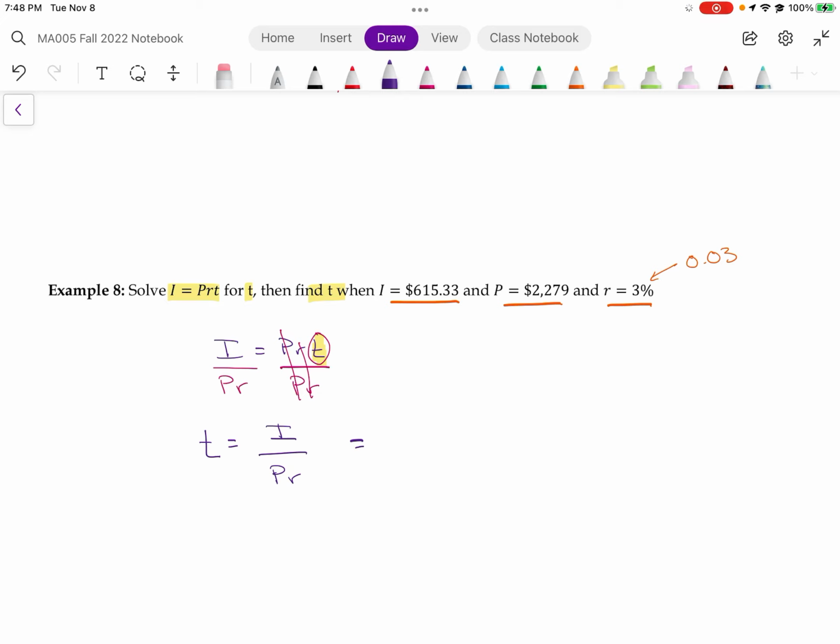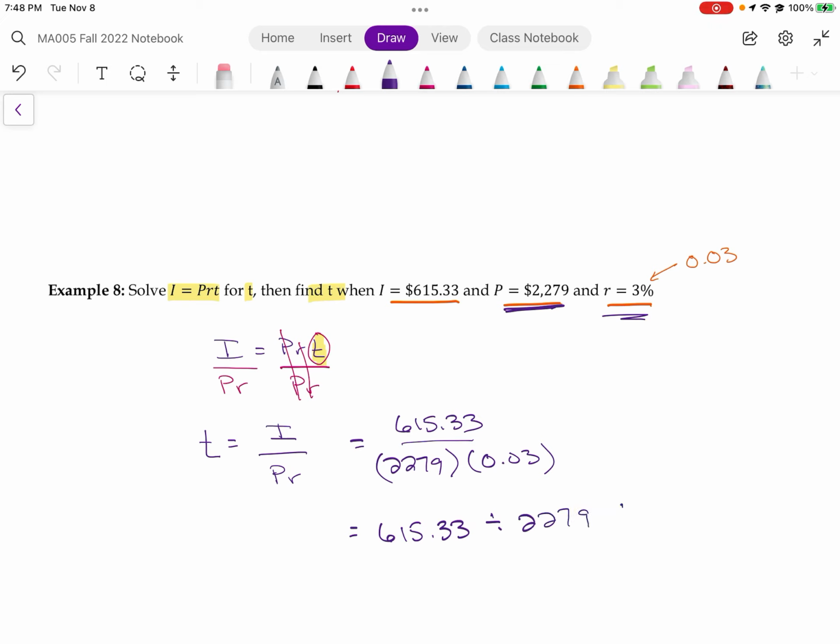So I is 615.33. The P is right here, 2279. And the R is 0.03. There are many ways to put this in your calculator. The way I often do it is I'll say 615.33 divided by 2279, and then again say divided by 0.03. That's just telling it it's on the bottom.